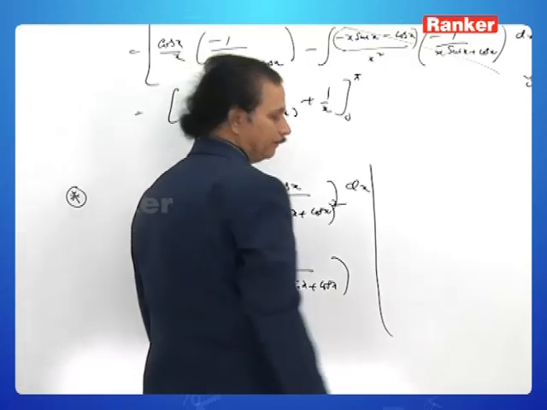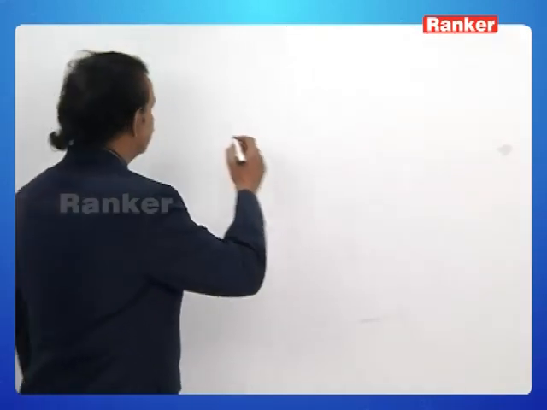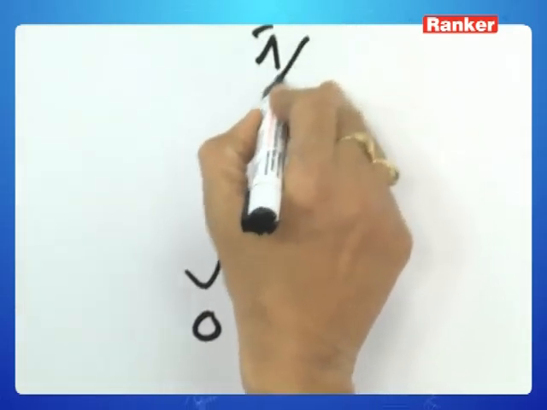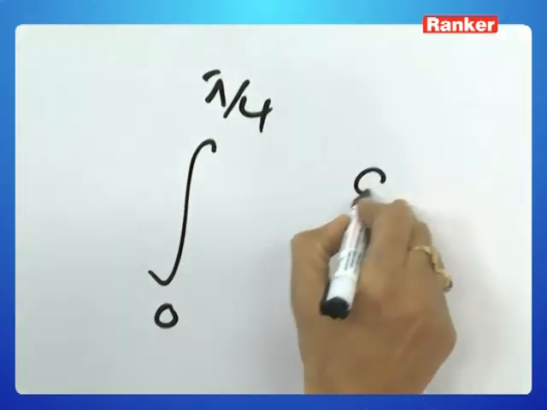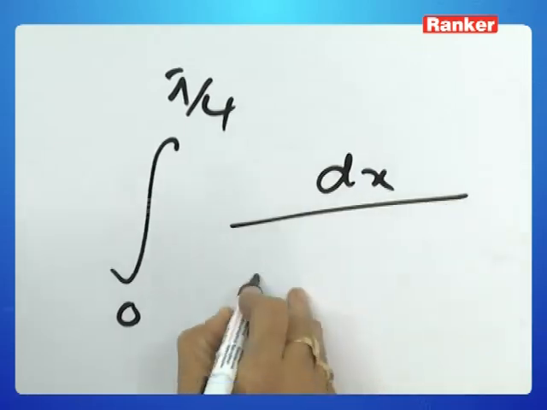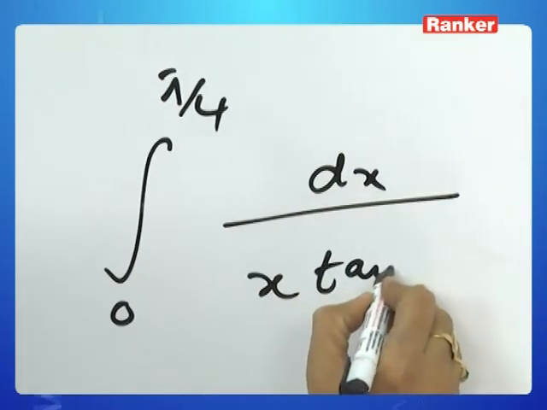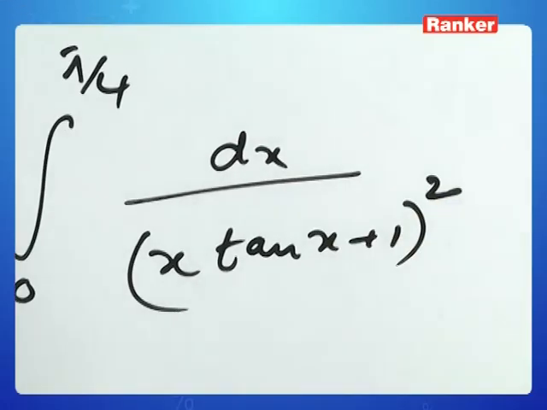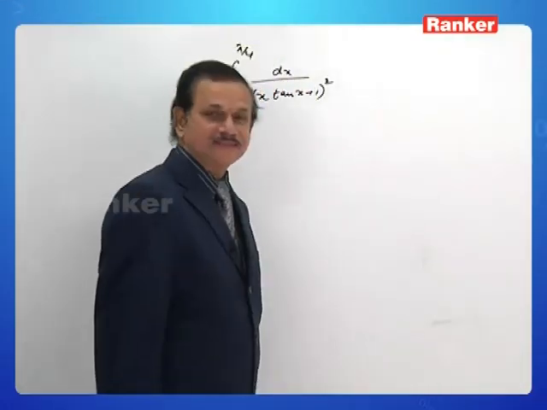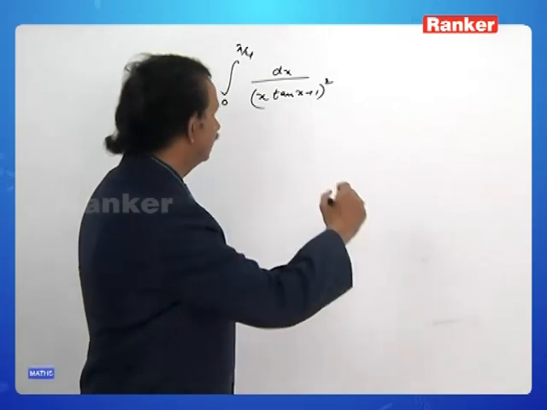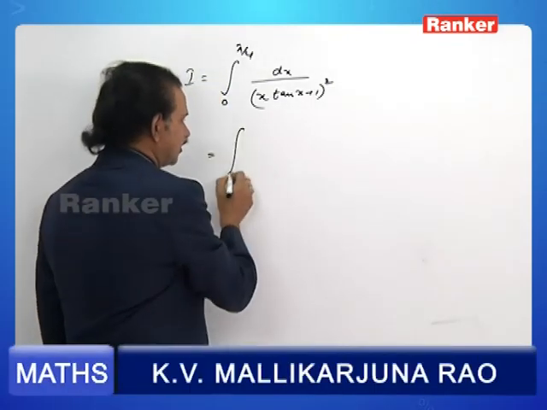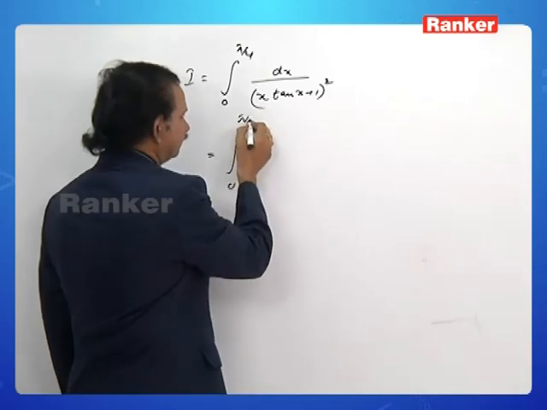The next problem before us is integral 0 to pi by 4 dx by (x tan x plus 1) whole square. Look here, let me call this I. This is equal to integral 0 to pi by 4.